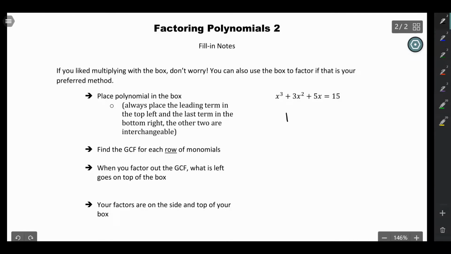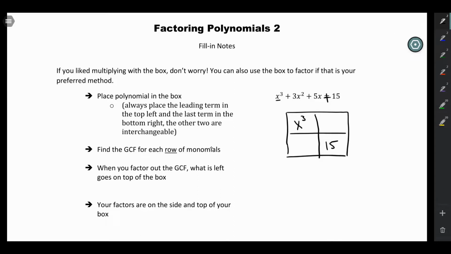So first thing that we do, we're going to draw a box. And because I have 4 terms, I need 4 spaces inside my box. And I'm going to put the first term in the first box. And this one's supposed to be a plus, my bad. And the last term in the last box. And the other 2 don't really matter where they go. You could put them anywhere. It's going to work out either way.